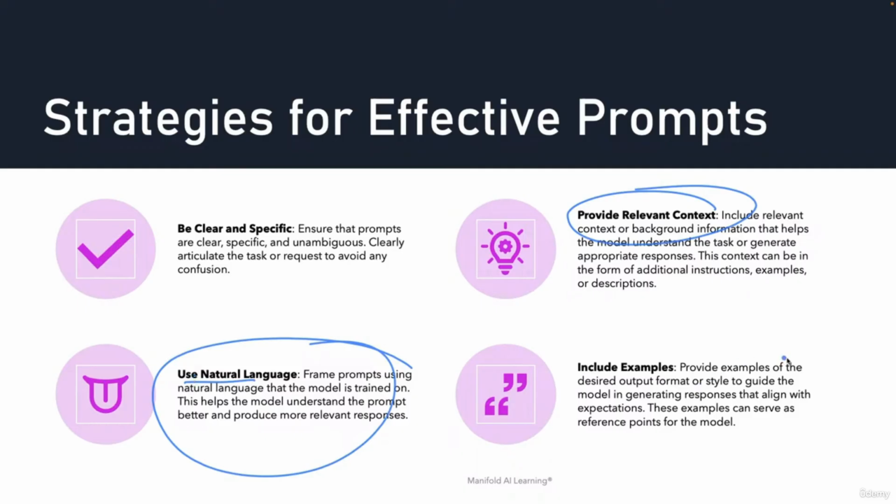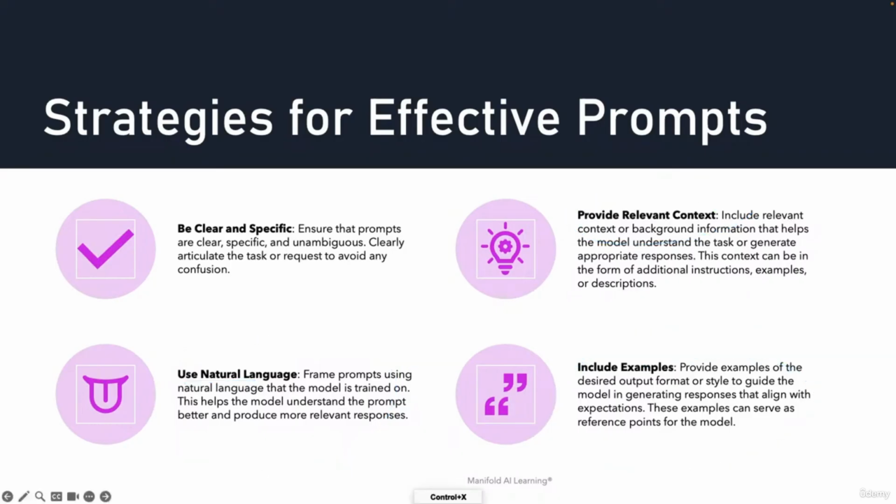Okay, and include examples, provide relevant examples. Instead of simply saying, let's say, "generate a poem", you can provide the prompt with examples like "write a poem in the style of", maybe you can mention the poet name, let's say Robert Frost, "incorporating the themes of nature and introspection."